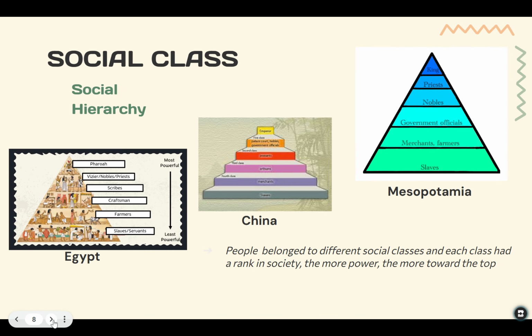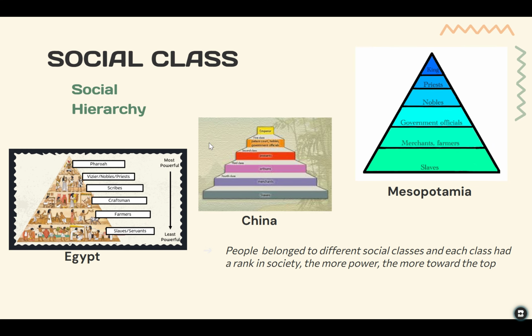All right, lastly, we've got social class. Another name for social class is social hierarchy, and that just meant that people belonged to different social classes, and each class had a rank or a role in society, so they kind of knew what they were supposed to be doing. The more power people had, the more toward the top they were. So if you even look at these, here's Egypt's social class. We've got the pharaoh at the top. China has the emperor at the top. And Mesopotamia has the king at the top, okay?